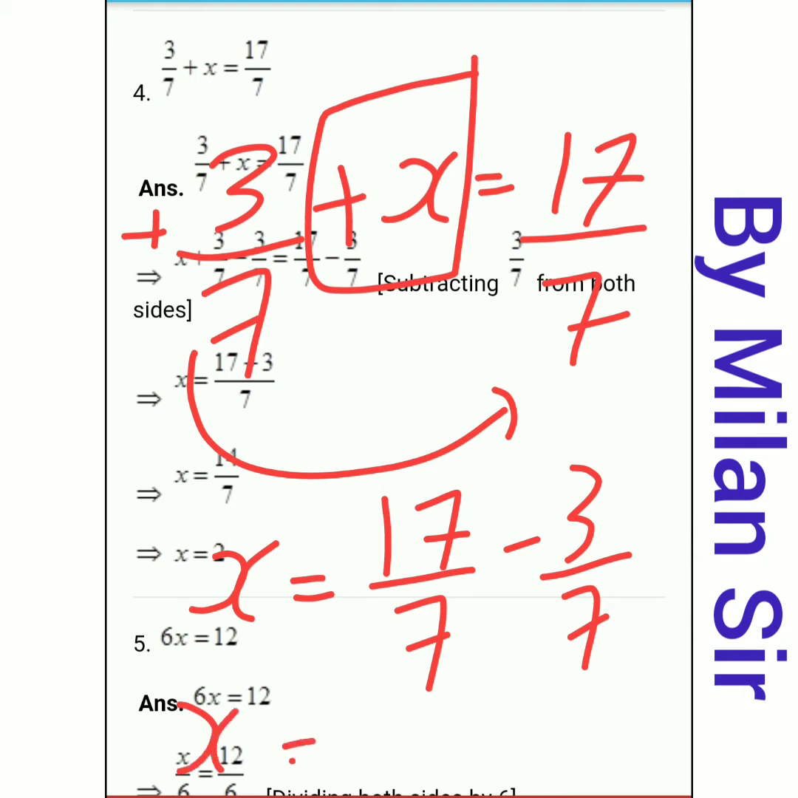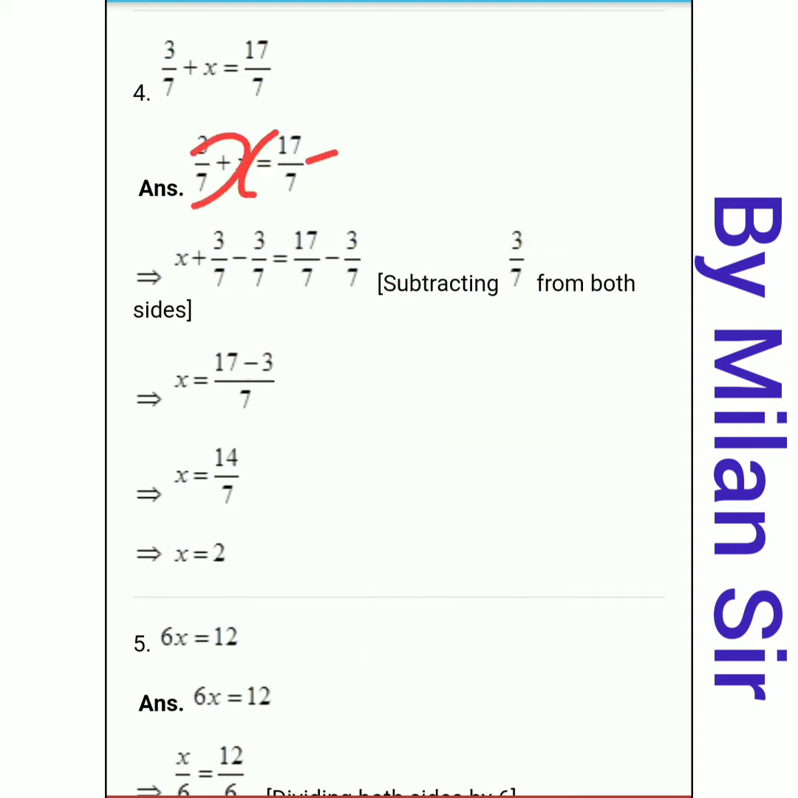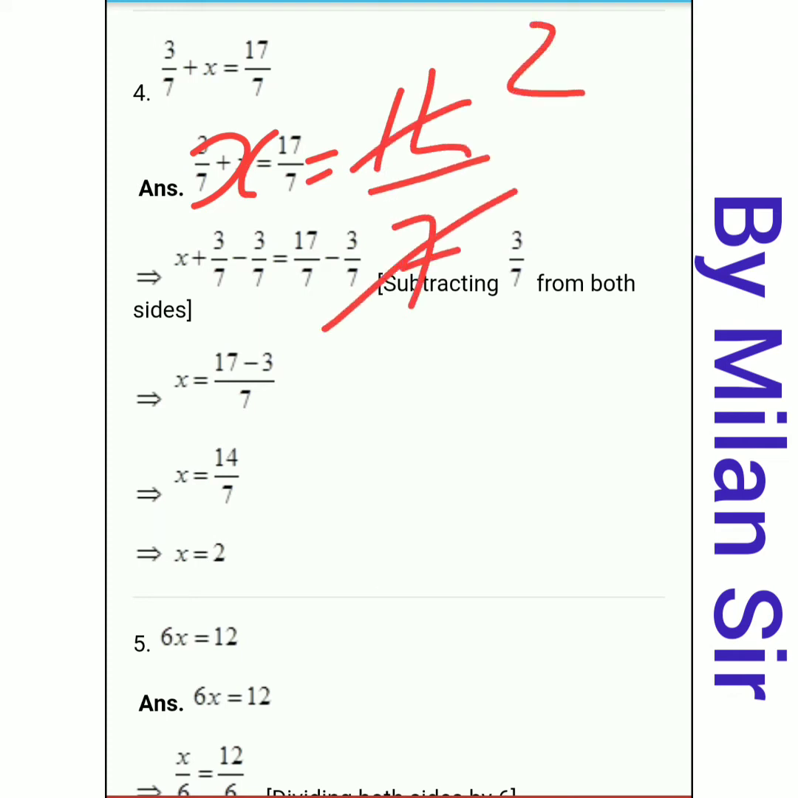Here we do not need to take the LCM because we have the same denominator. So in the denominator 7 as it is, and in the numerator 17 minus 3. 17 minus 3 is 14. So x is equals to 14 by 7. Now we can cancel, 7 into 14. So x is equals to 2. x is equals to 2 is our final answer.